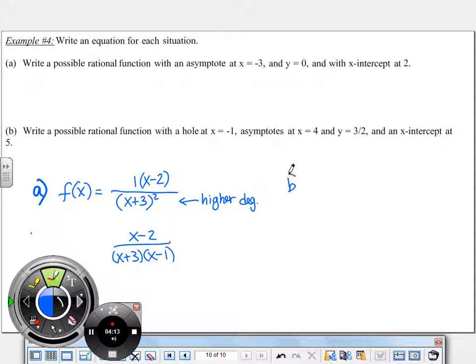All right, so for part B, write a possible rational function with a hole at x equals negative 1, asymptotes at x equals 4 and y equals 3 over 2, and an x-intercept at 5. So that's a lot of information. Somebody give me something you know that needs to exist in the function based on one piece of information up there. So I'm not asking for the whole answer, just one thing. Matt?